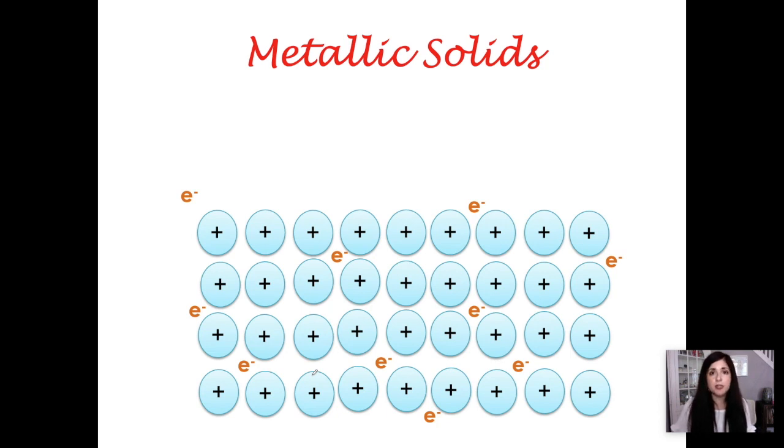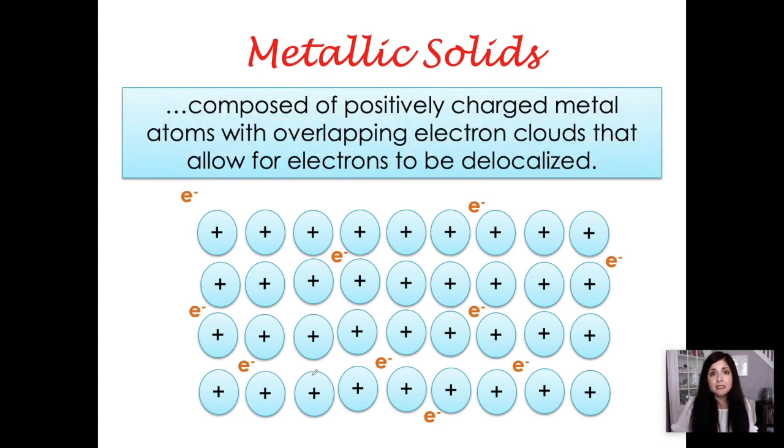And of course, these are going to be what hold your metals together, or just metallic bonds in general. Metallic solids are composed of positively charged metal atoms with overlapping electron clouds that allow for electrons to be delocalized. And delocalized just means that they don't belong to one atom. They belong to the whole entire system, the whole entire structure. So surrounding all of these positively charged metal ions, we can just say this is iron, for example. So every single one of these is an iron ion. Surrounding this, we have one giant electron cloud.